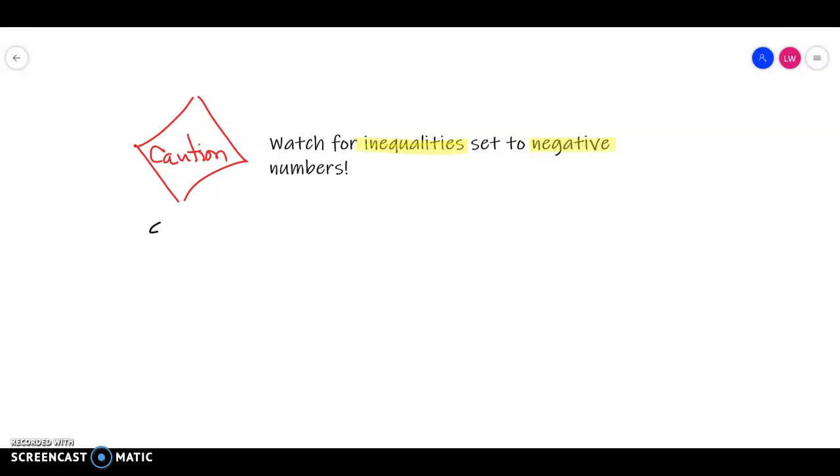Okay, so for example, if we had the absolute value of 2x plus 3 less than, I don't know, negative 4, well, remember that absolute value means distance from 0. We will not have a distance less than a negative number. Those are only negative numbers. So this would be no solution.